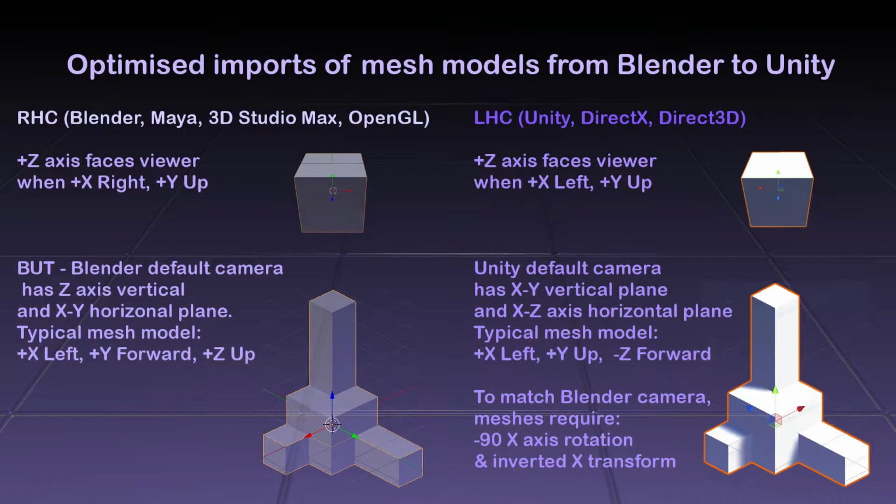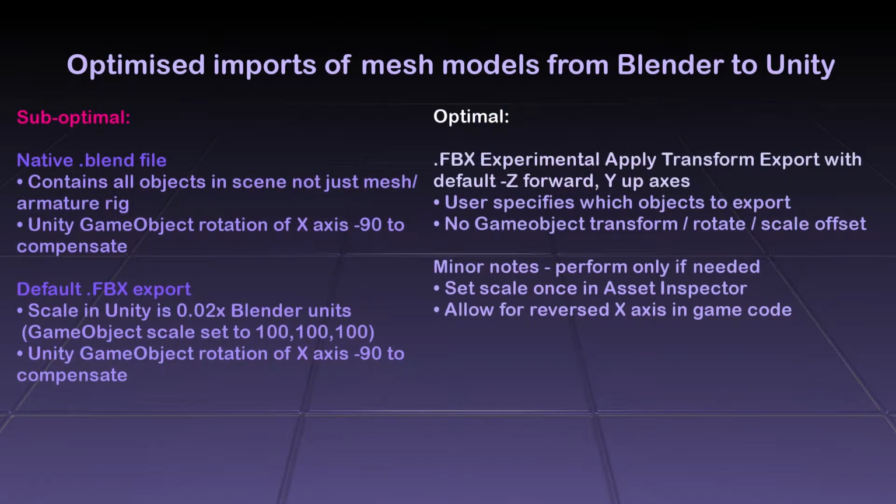Imported objects may also rotate and scale unpredictably, and game code designed around source axes can move the object incorrectly in the target environment. I'll step through creation and export of an asymmetric shape in Blender, then import in Unity, first with native blend file, then default FBX, and finally FBX with experimental apply transform.